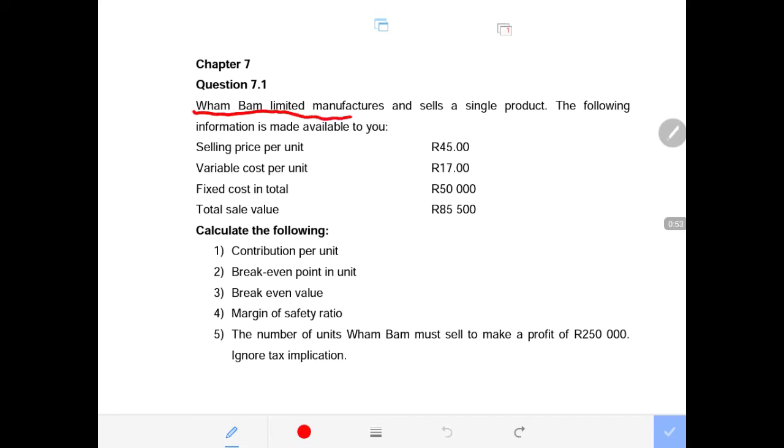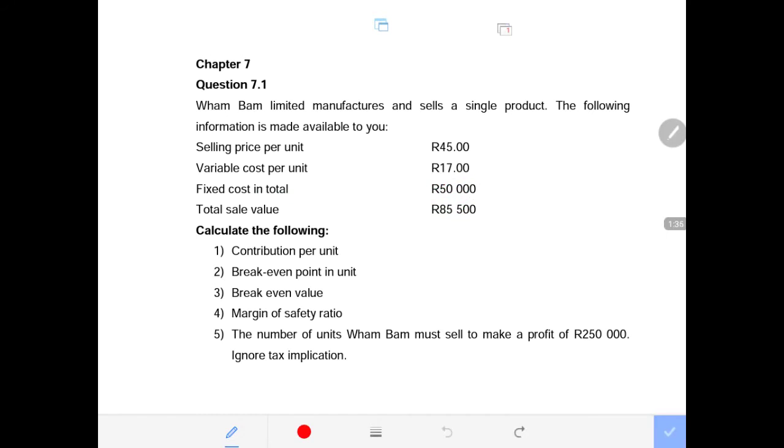Whom Palm Ltd manufactures and sells a single product, and the information regarding this single product is made available to us below. We have the selling price per unit of 45 rand, meaning every unit of this single product is sold at 45 rand for the given period. Variable cost per unit is 17 rand per unit. Take note, I want to highlight the per unit part also. We have our fixed cost in total, that is 50,000 rand. Take note the fact that it is in total, not per unit.